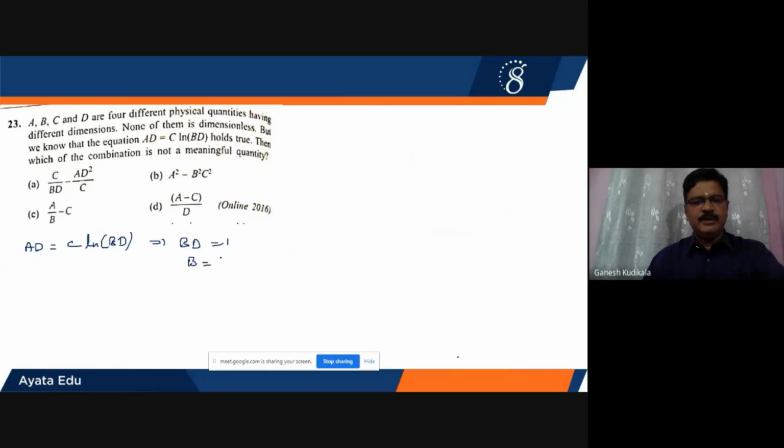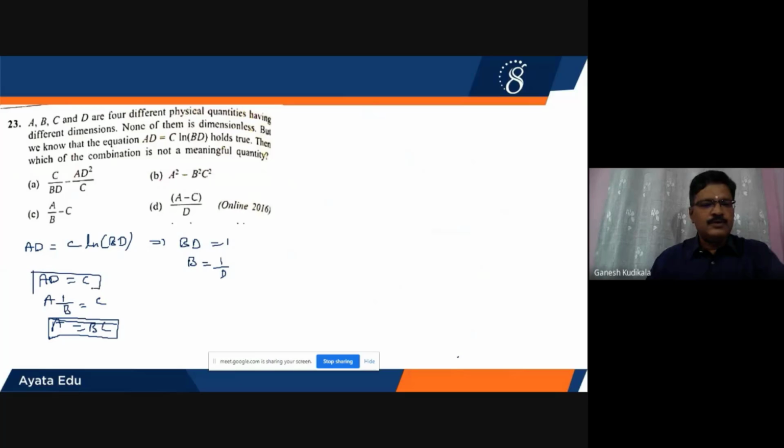Therefore, B is equal to 1 by D, or D is equal to 1 by B. This is dimensionless. Next, AD is equal to C only, because the log is dimensionless and need not be considered. D is replaced by 1 by B, so A into 1 by B is equal to C. Therefore, A is equal to BC. These are the probable equations. With the help of these equations, I'll now analyze the options.